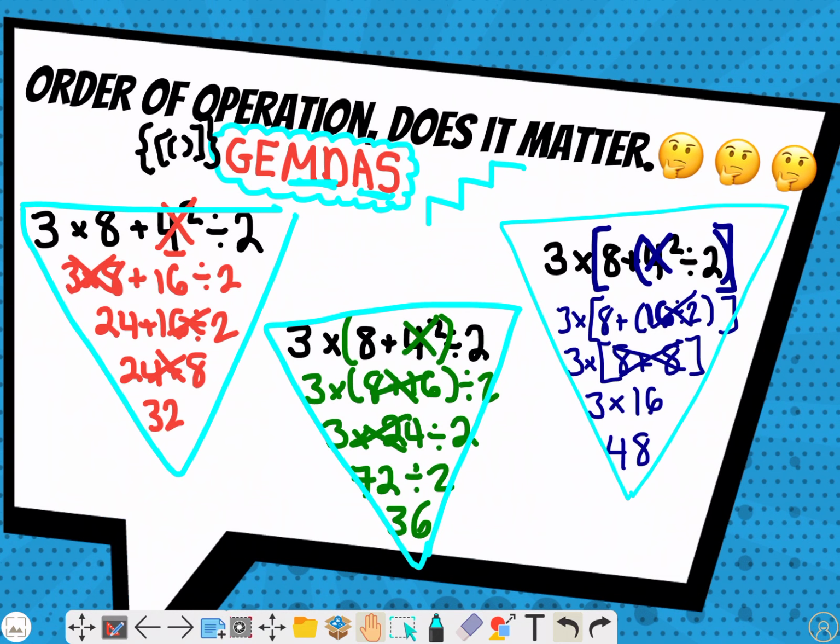Always remember, it's like a stair step. Start with your groups: brackets, braces, parentheses, then go to your exponents, then multiplication or division, then addition or subtraction. But I just wanted to give you a video of yes, it does matter, the order.